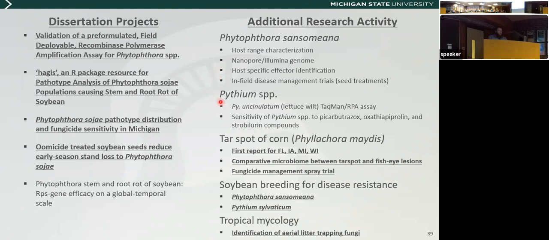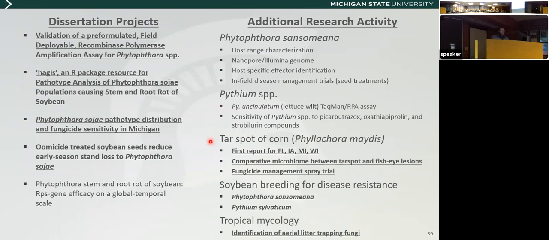In terms of Pythium species, I'm also working on Pythium uncinulatum. This is a lettuce wilt pathogen that is a big problem out in the Salinas Valley right now. Pythium uncinulatum and impatiens necrotic spot virus are the reason that your lettuce is a lot more expensive more recently. So we're hoping that a rapid diagnostic tool will be able to help predict risk in a field and help farmers better determine what their management routines should be.